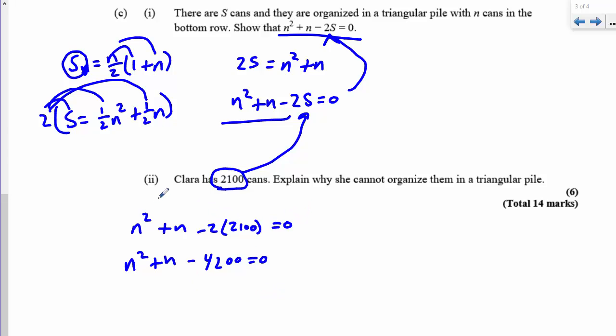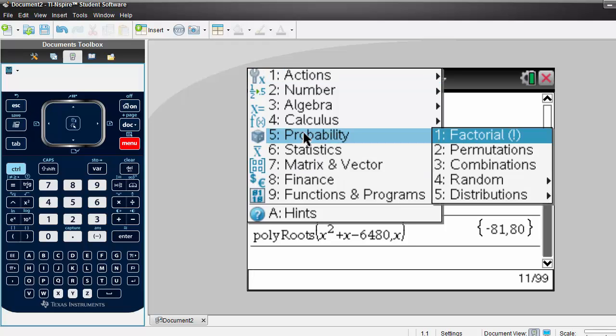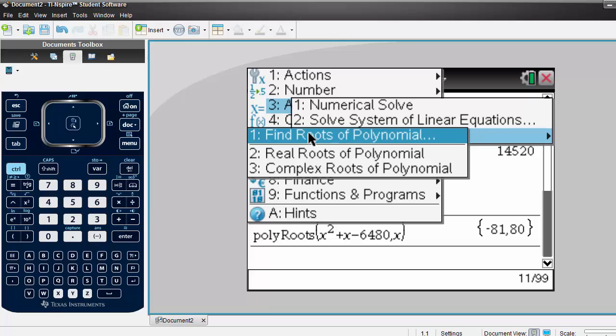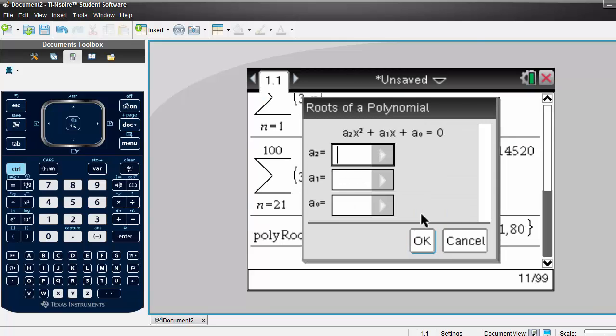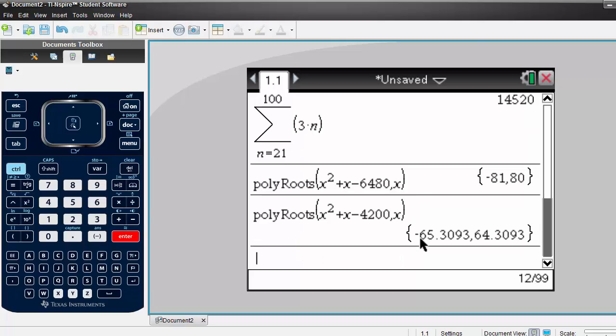Alright, so if I do this, I'm going to go to Menu. Okay, I'm going to go to Algebra, Polynomial Tools, find Roots. Degree 2 is okay. The number in front of n squared is 1. The number in front of n in that polynomial is also 1. And then we're going to have minus 4,200, I think? Yeah. And then we're going to hit OK. When I hit Enter, it's going to give me this. The number of cans I supposedly have in the bottom row is 64.3 and change.